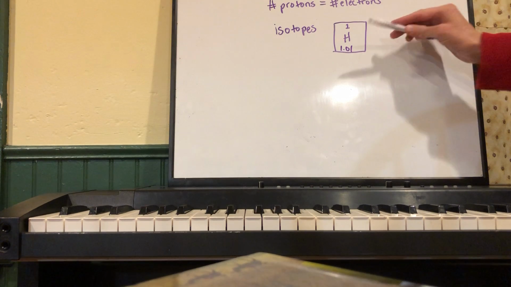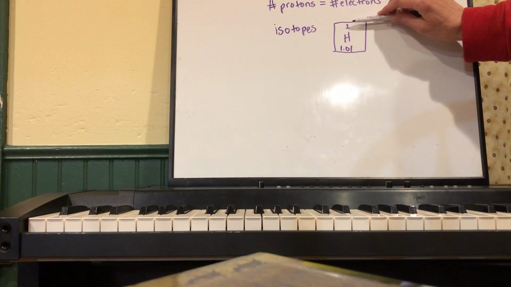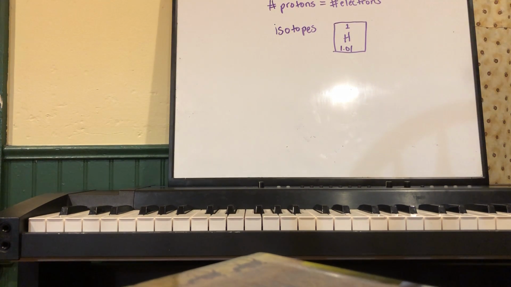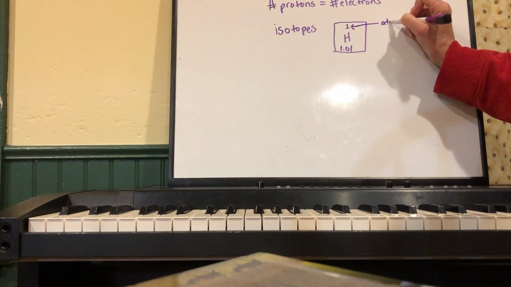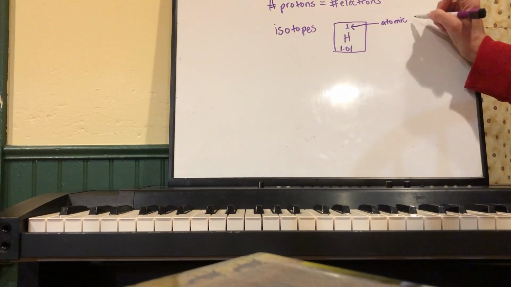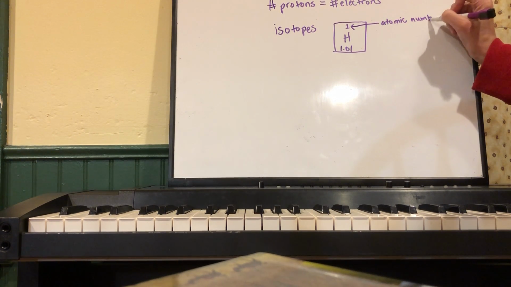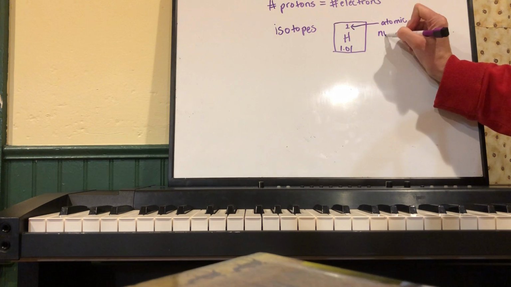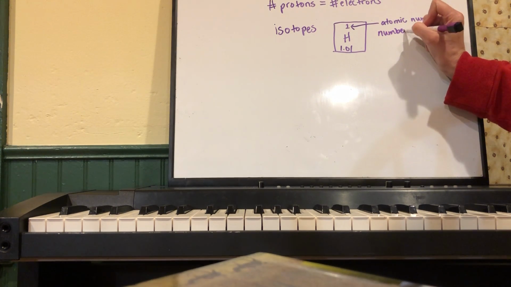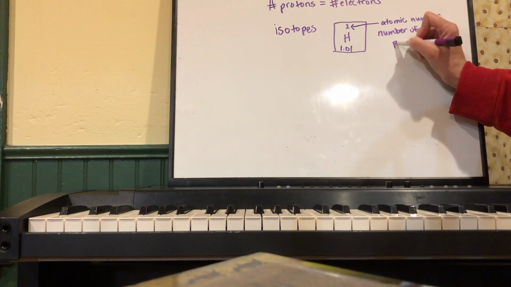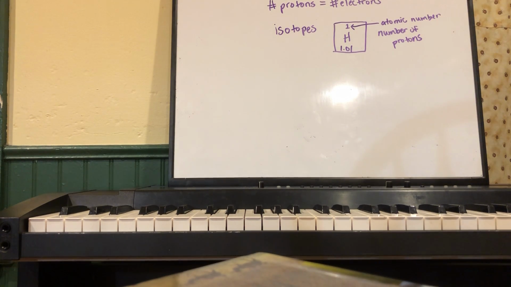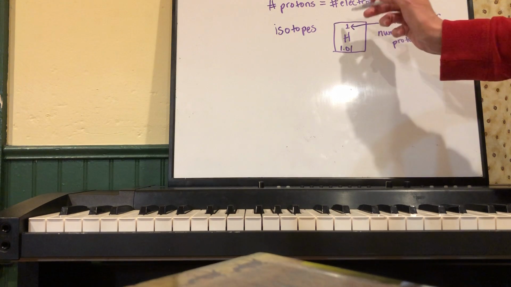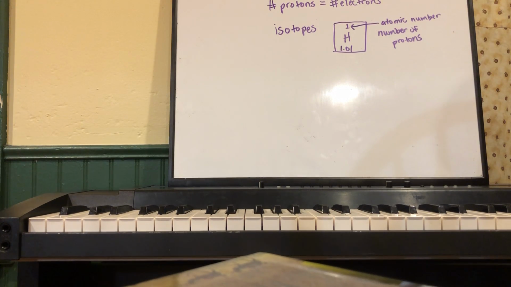Okay, we're not going to worry about what the bottom means right now. We're just going to look at the 1. So this 1 on top, remember what that is? That's the atomic number. And the atomic number is the number of protons. Okay?